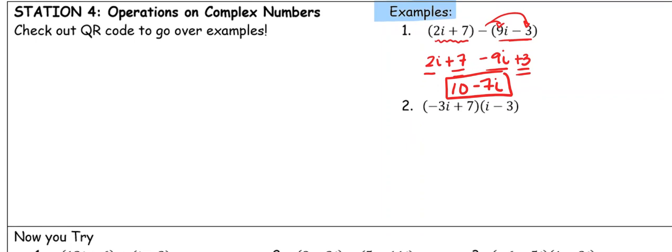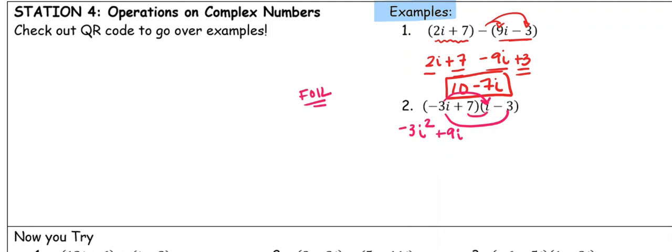Number 2 is multiplication. So I'm going to multiply that one by using FOIL. Some of you might like to use the box method instead of FOIL, and you're welcome to make a box for this. If I FOIL, I'm going to do this one first. So negative 3i times another i would be negative 3i squared. And when I do the outside, negative 3i times negative 3 would be positive 9i.